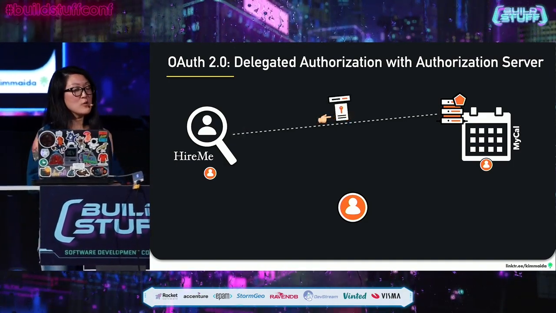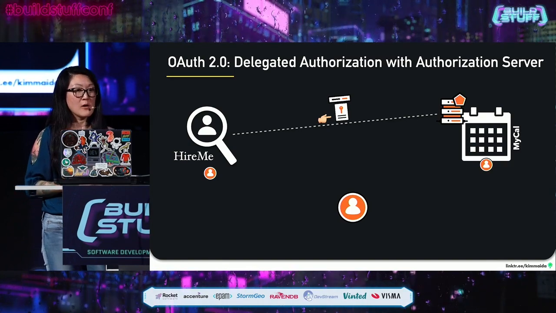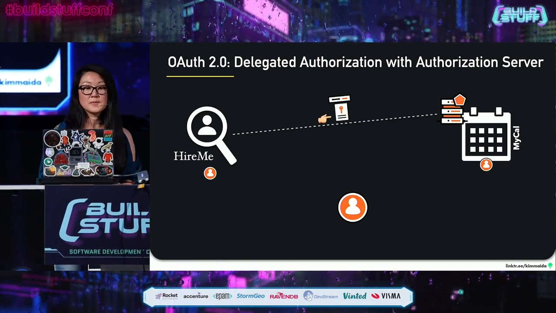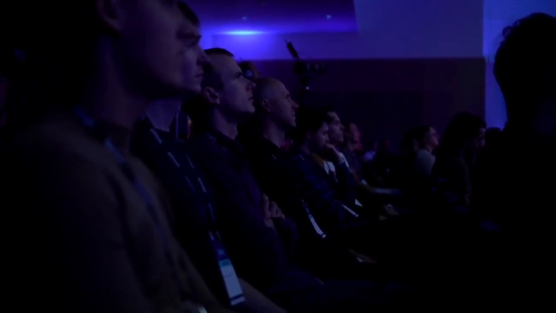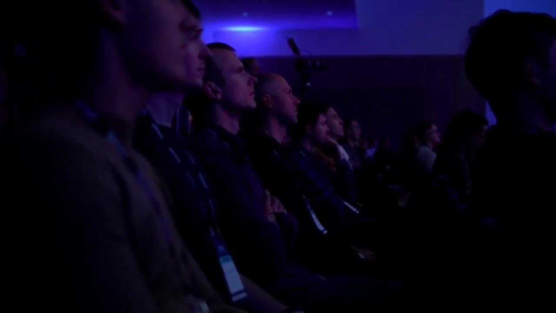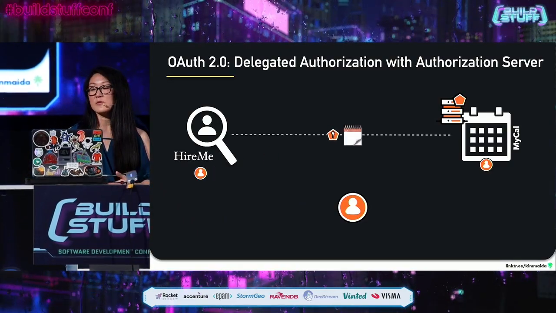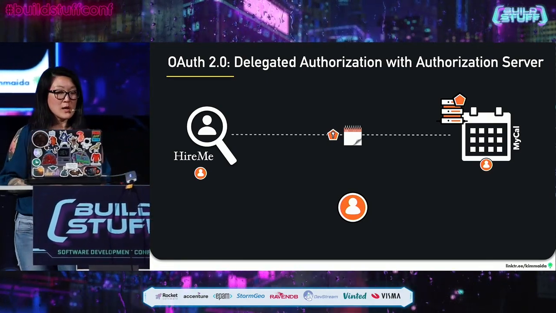HireMe takes that code and it takes its own app credentials and it sends those back to the MyCal authorization server server-side. At this point, if everything checks out, then MyCal can issue an access token, which HireMe can use to call the MyCal API. But it can only do this within the scope of the permissions that were accepted by the user. So HireMe can now set calendar events for the user with the MyCal API, but not do more than that.